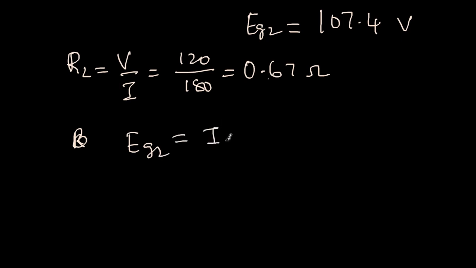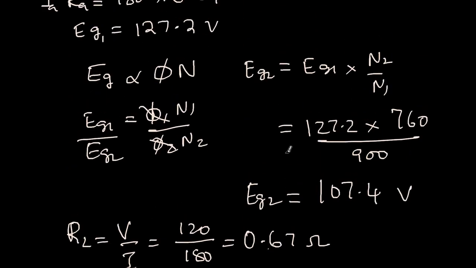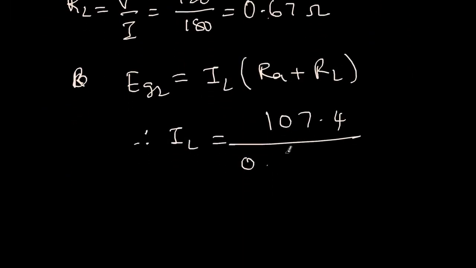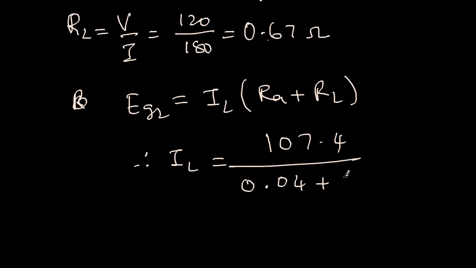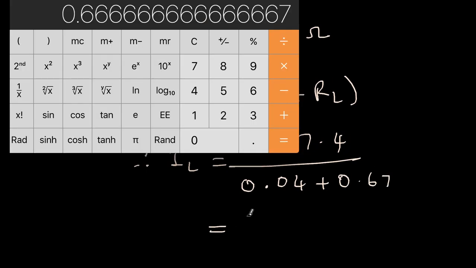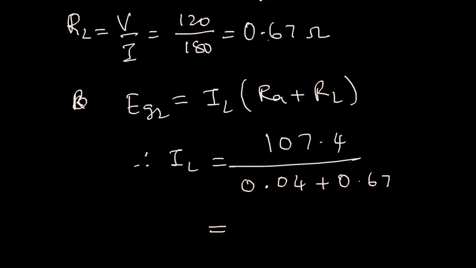Therefore, total resistance, now if I look at the circuit, I have Eg2 is equal to IL into (RA plus RL). So I'll find IL as 107.4 divided by RA plus RL. What is the RA? 0.04. So 0.04 plus load resistance 0.67. This will give me the new load current. So 107.4 divided by 0.04 plus 0.67 is 151.26 amperes. So the current also has reduced.